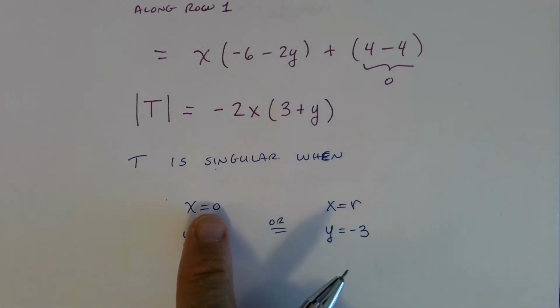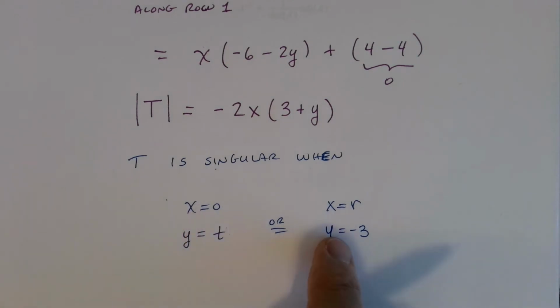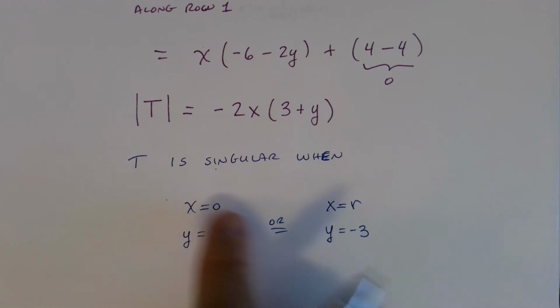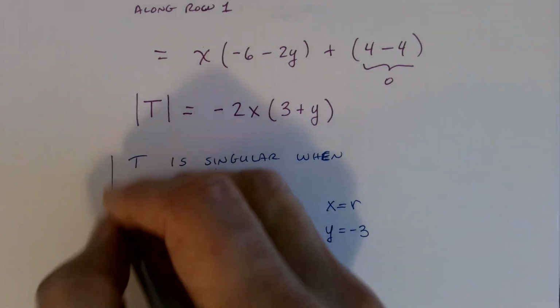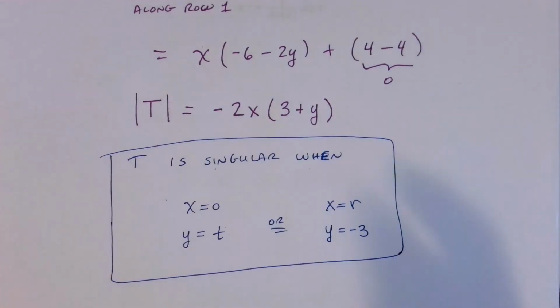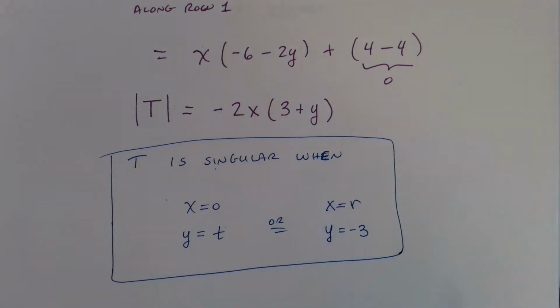So if x is 0, or if y is negative 3. Not both. They don't have to both be. Certainly if they both are, then that's true. But we really got an or situation there. Okay, so singular, again, we're looking for when the determinant is equal to 0. Non-singular when the determinant is not equal to 0.